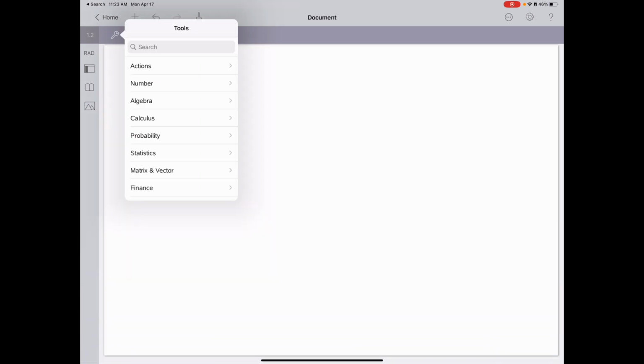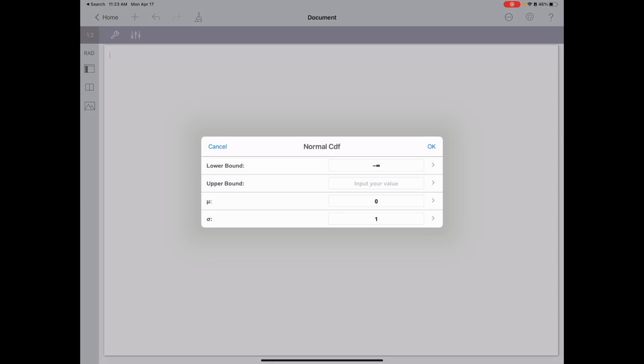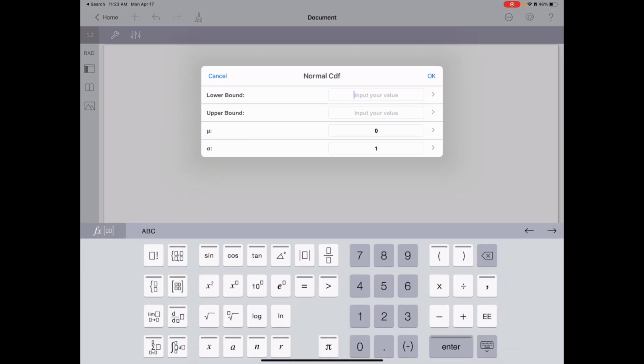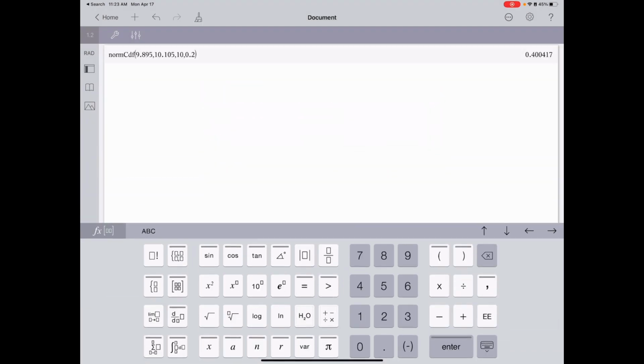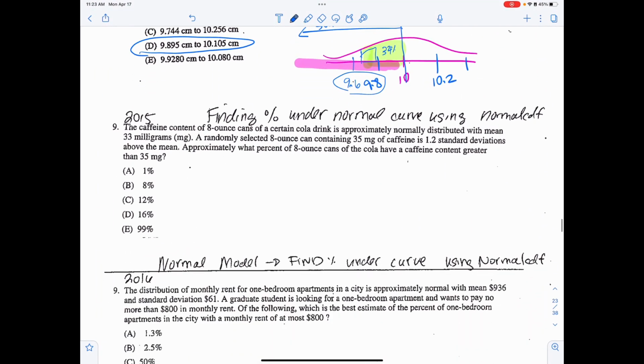So menu, stats, distribution, normal CDF, lower bound 9.895, I'm looking at D, upper bound 10.1005. The mean for this was 10, and the standard deviation for this was 0.2. And there's 40%. Again, you can do any of the other ones, and you're going to see that you don't get 40%. And so that's the easiest way to do it, probably.